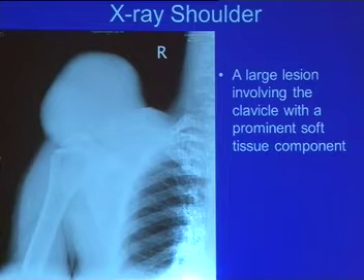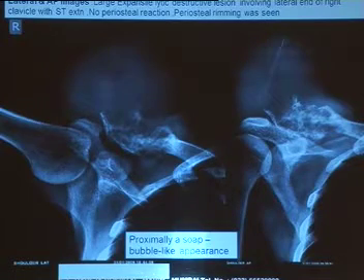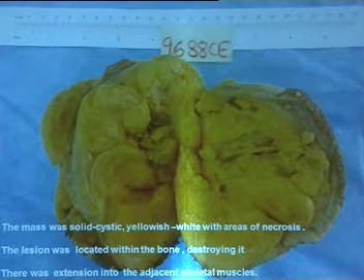And this is how it looked, a large lesion involving the clavicle with a prominent soft tissue component. The lateral and AP images reveal this large expansile lytic destructive lesion involving the lateral end of the clavicle with soft tissue extension. There was no periosteal reaction. And the lesion per se, the proximal part had a very soap bubble-like appearance. And the mass was excised.